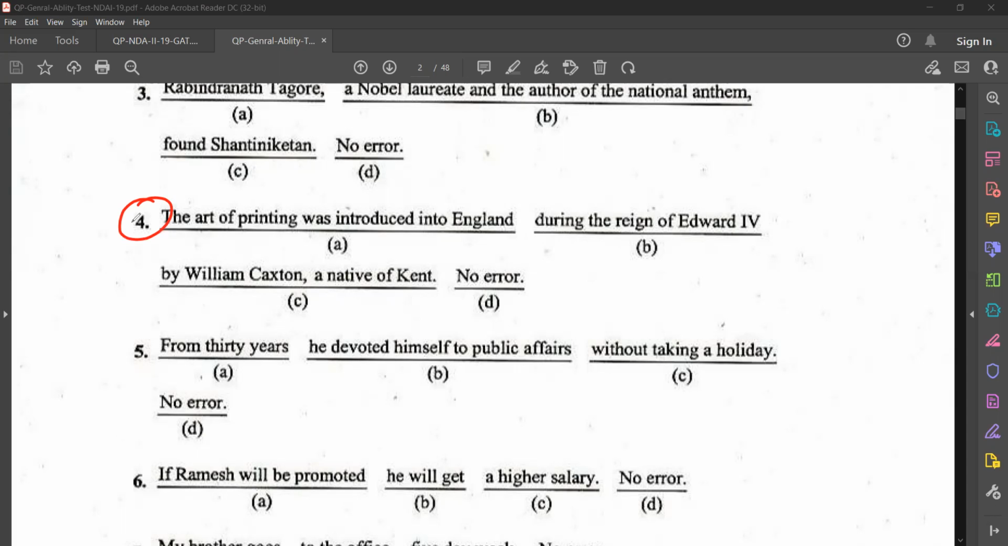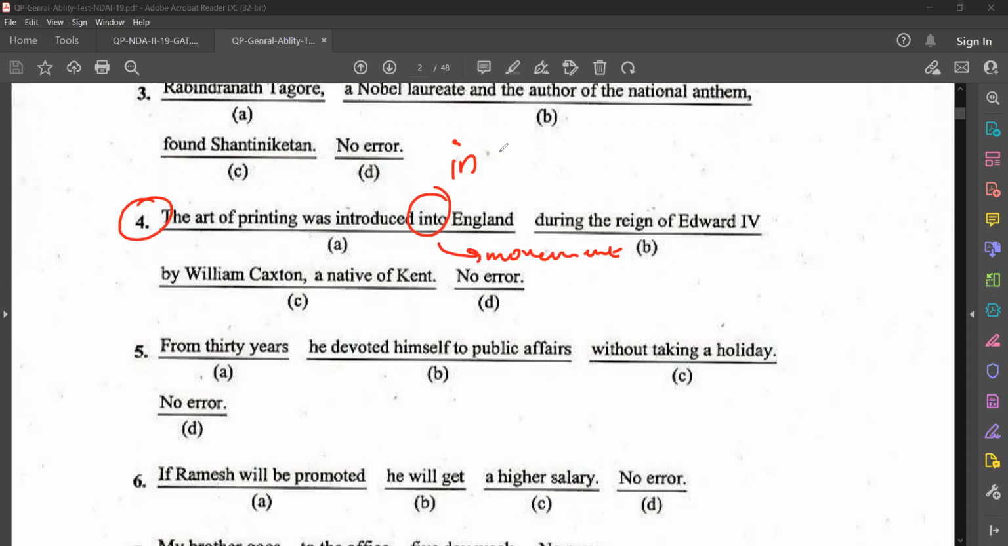Okay, very easy to identify. See, art of printing was introduced not into, isn't it? We cannot say into. It is in. To show some location, we don't use into. Into is mainly used for showing some movement, isn't it? Going into, moving into, like that. Not introduced into, introduced in.